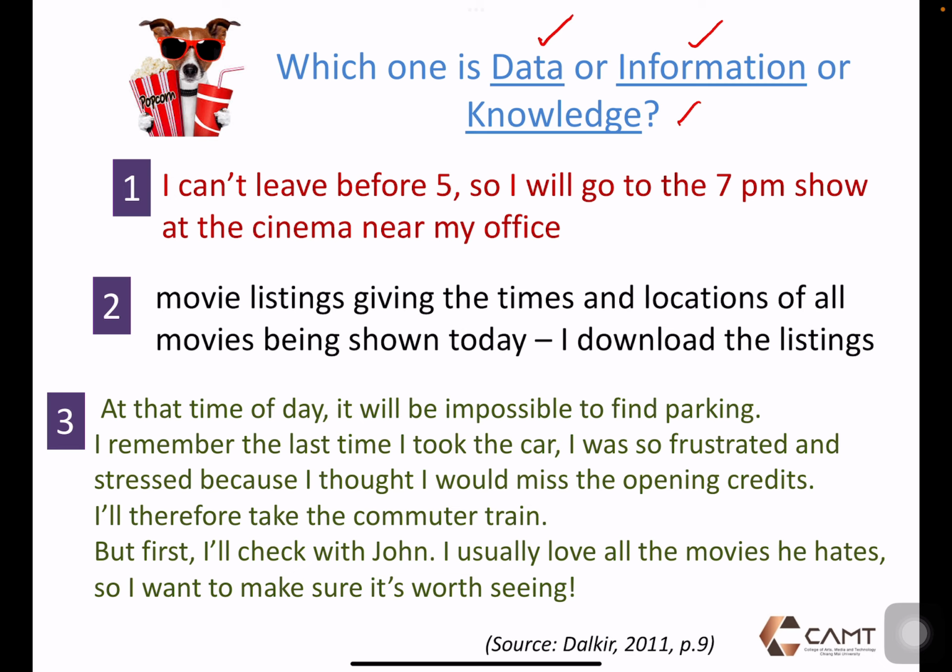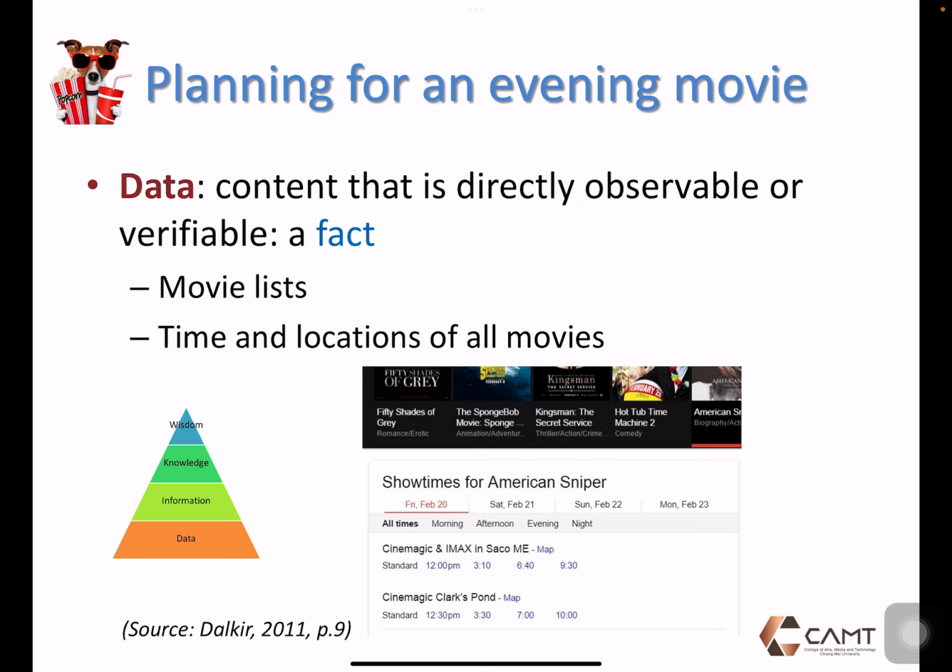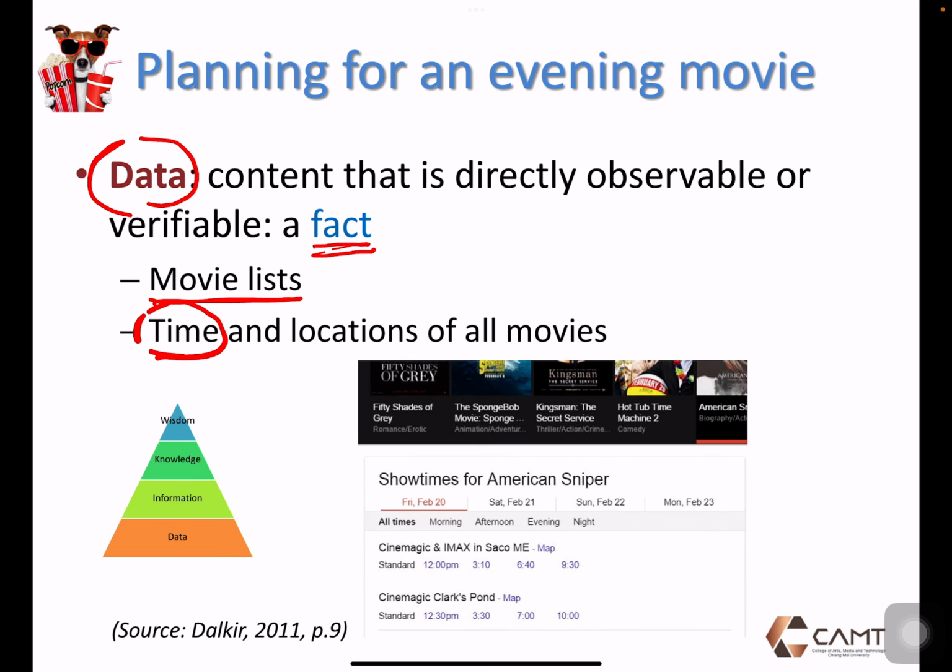So this is an example of data, information, and knowledge. We can identify which one is the data, which one is the knowledge. Let's start, okay? So the data is a fact, right? A fact. It means a movie list, a time, a location, all the movies. Okay, this is a fact. This is the data.